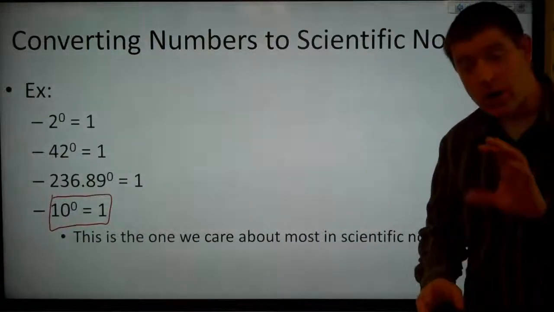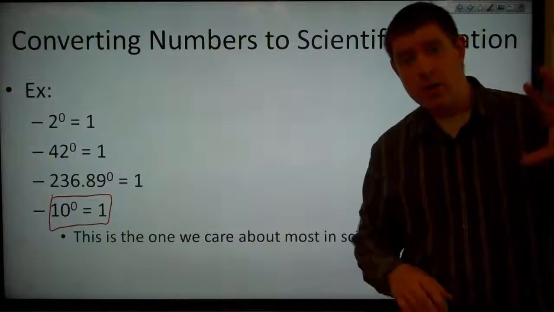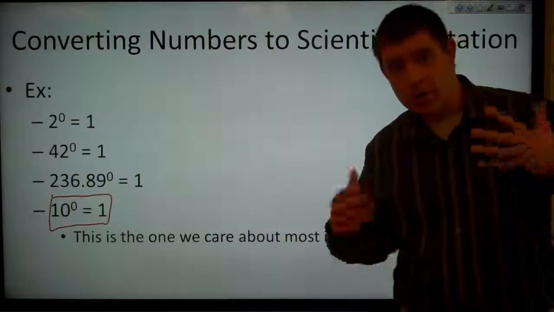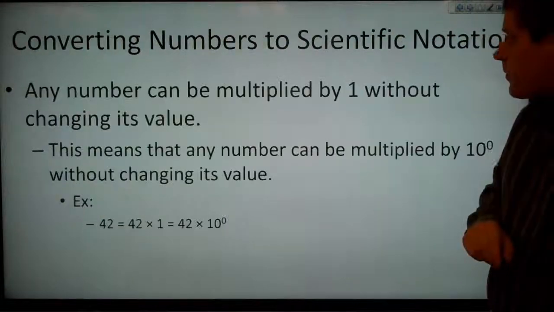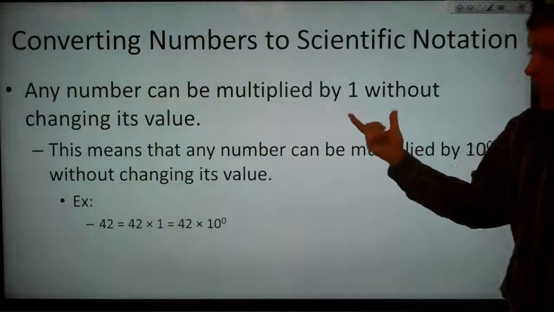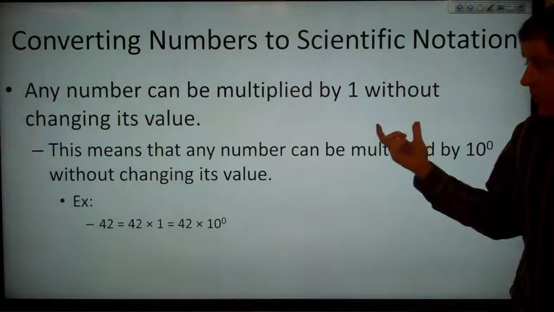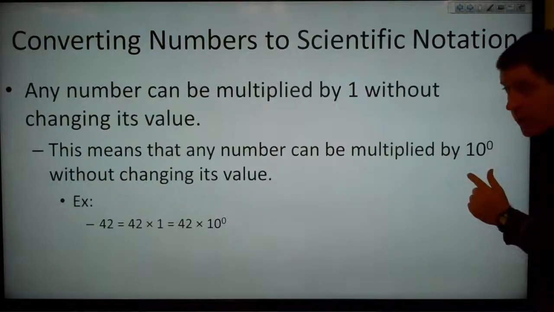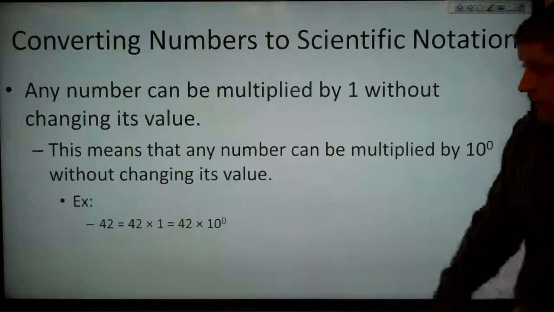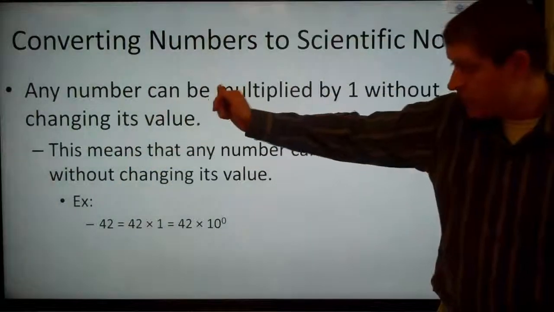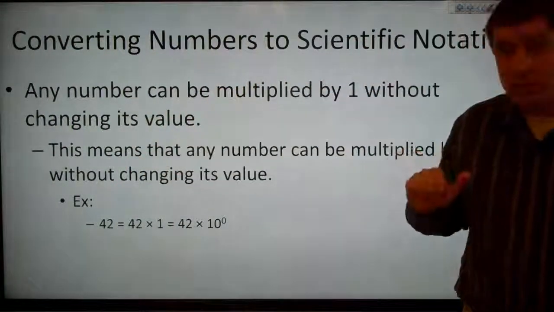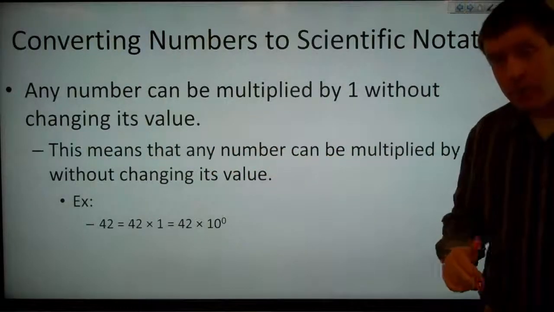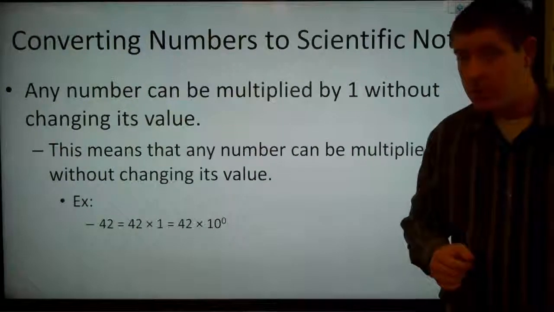Because essentially we have 1 times 0 tens. Anything times no tens is going to be what we started with. That's still 1. So any number can be multiplied by 1 without changing its value. And this means that any number can be multiplied by 10 to the 0 without changing its value. So we can have 42, or we can have 42 times 1, and that's still 42. Or we can have 42 times 10 to the 0, and that's still 42.